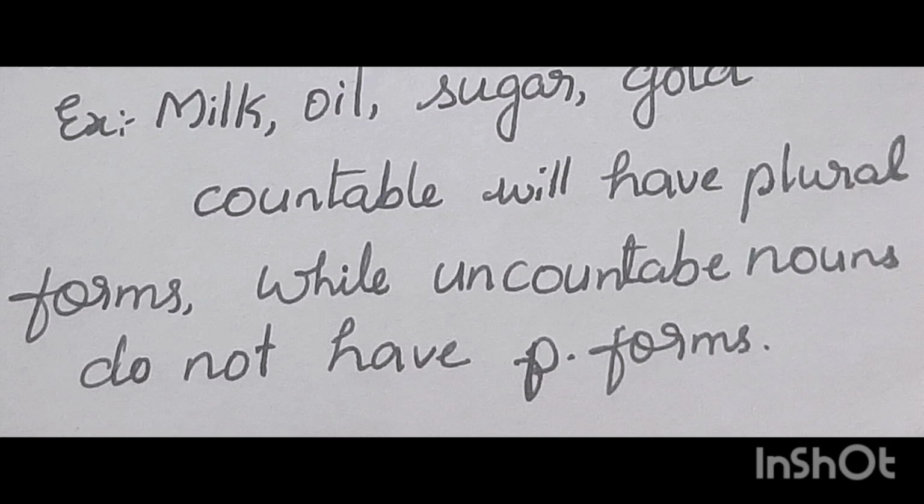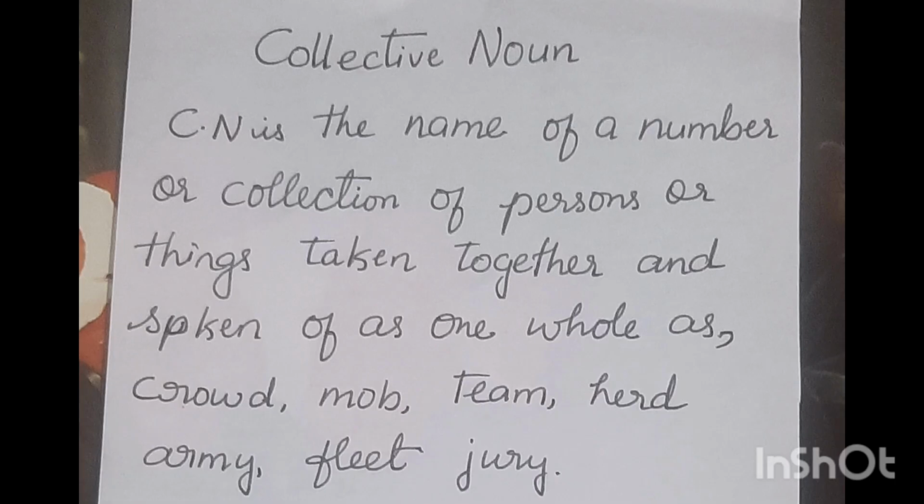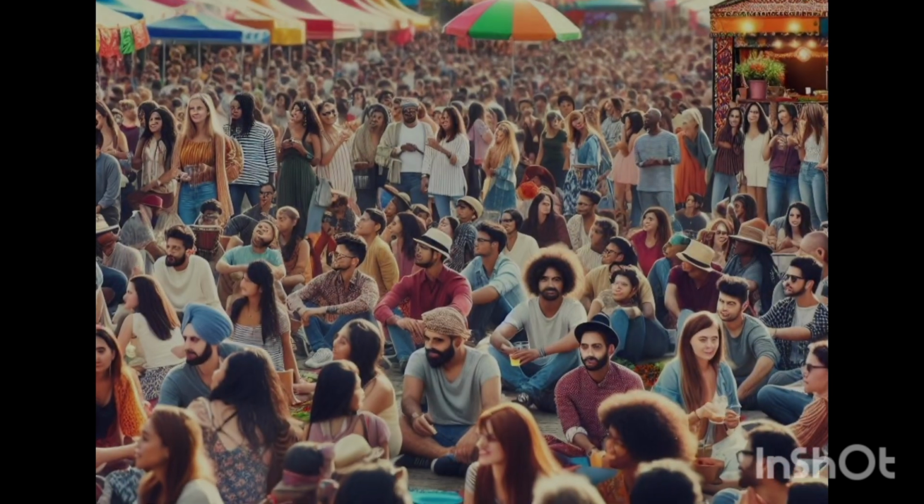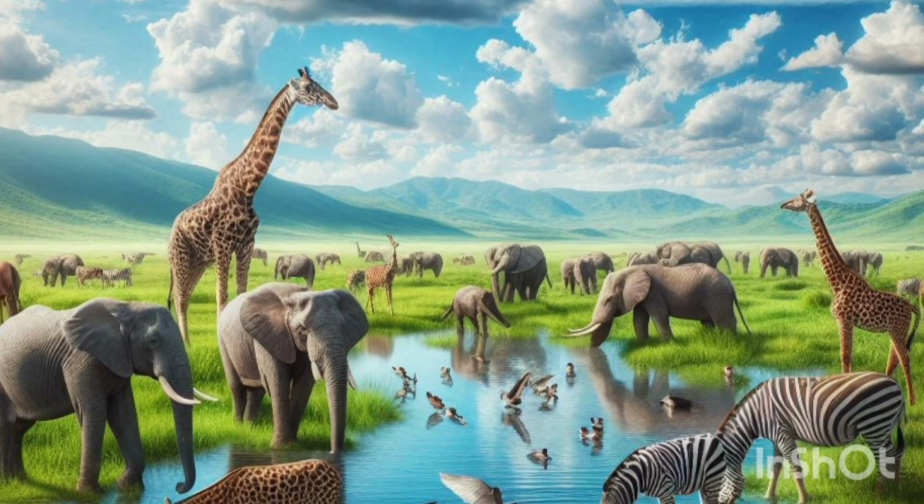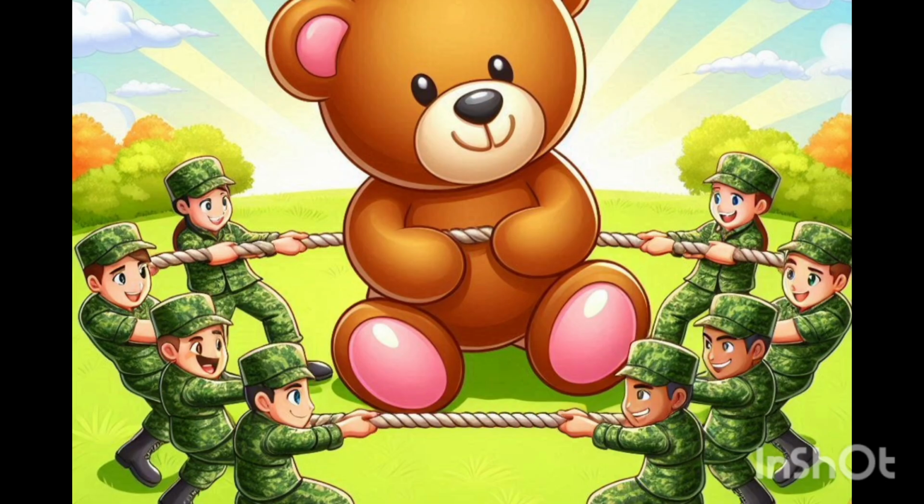The next important type of noun is collective nouns. Collective noun is the name of a number or collection of people or things taken together and spoken of as one whole: crowd, mob, team, herd, army, fleet, jury, etc.